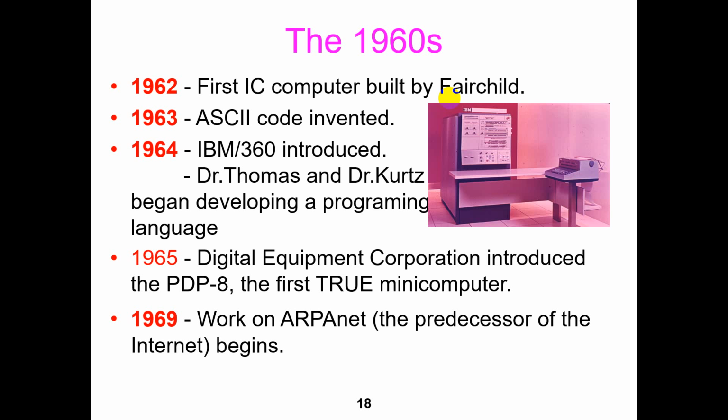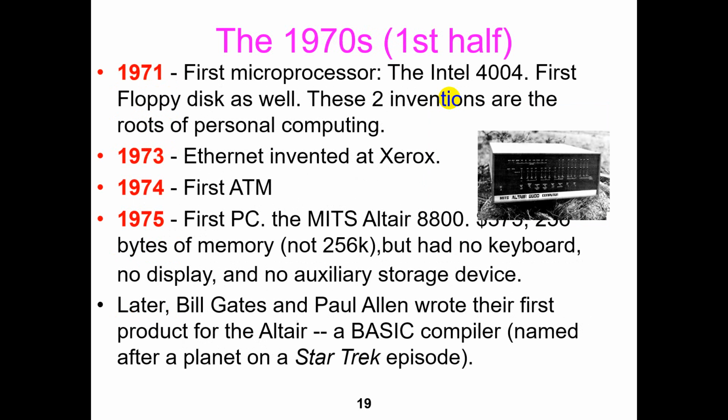In 1969, work on ARPANET, the predecessor of the Internet, began. This is the first half of the 1970s. In 1971, the first microprocessor, the Intel 4004, and the first floppy disk appeared. These two inventions are the roots of personal computing.